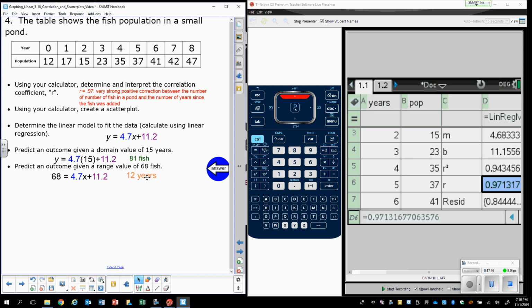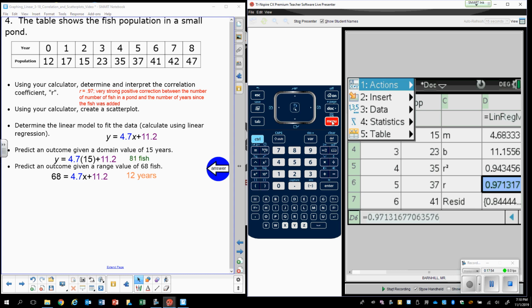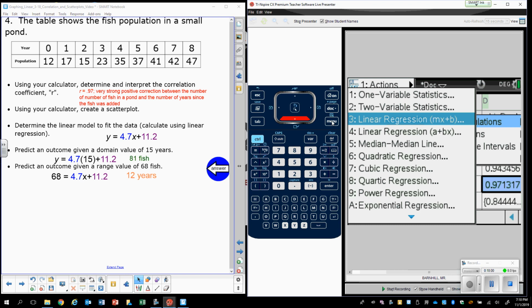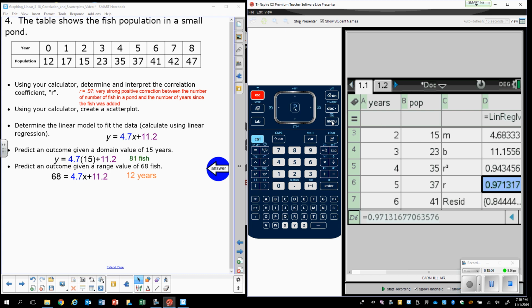So from our table, by going into menu, statistics, stat calculations, and linear regression, what we get is two things. We get our correlation coefficient, which is R, so this piece right here, and that tells us how strong our correlation is. And then we get our equation. We get the slope of our equation, we get the y-intercept of our equation, and that allows us to write our equation in slope-intercept form, and then we can use that equation to make predictions.